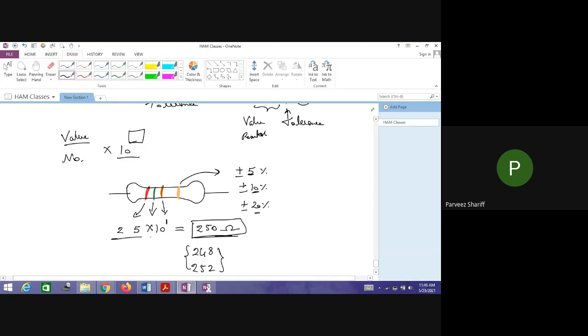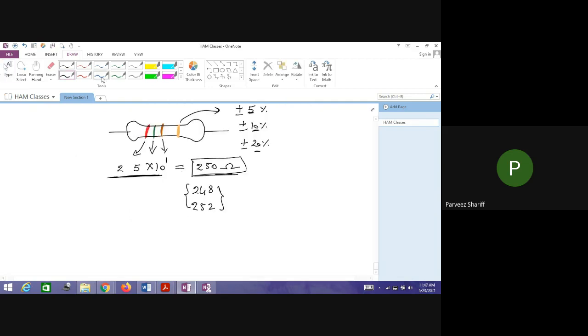Did you understand how to find this? In the examination it will come. The color code of the resistance is given, and it will ask for the value of the resistance. Then you have to find out the value of the resistance in this way. Let me take one more example here. Let me write one more resistor example. I want you to find out the value of the resistance.